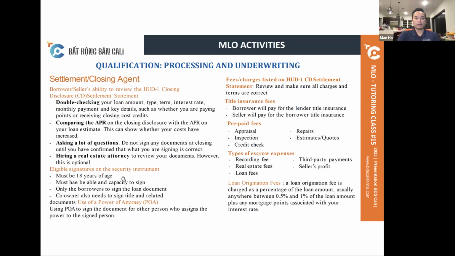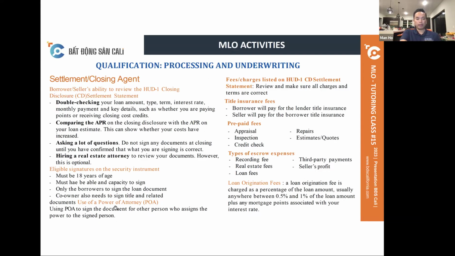Eligible signature on the security instrument: you must be 18 years of age to sign anything, even to buy a house. You must have the capacity to sign. You are not sick, you are fully aware, your health is in good condition, then you can sign. Borrowers on the loan are the ones that actually sign. Co-owners also need to sign certain documents, meaning the co-owner may not be on the loan but is on the title. Everybody is on the title, but maybe one or two persons are on the loan. The one on the loan is going to sign more than the one not on the loan, but still has to sign some documents for both the lender as well as the title.